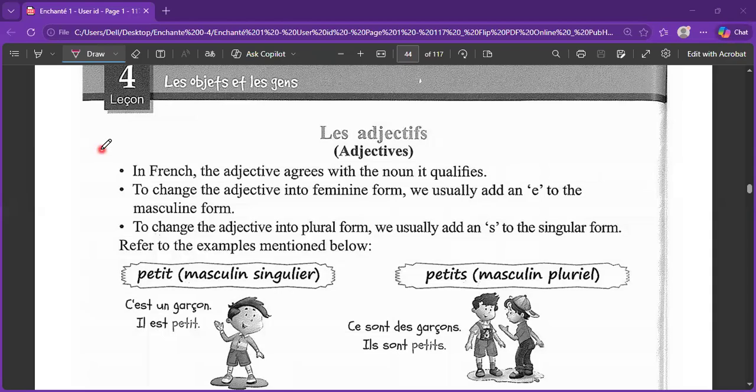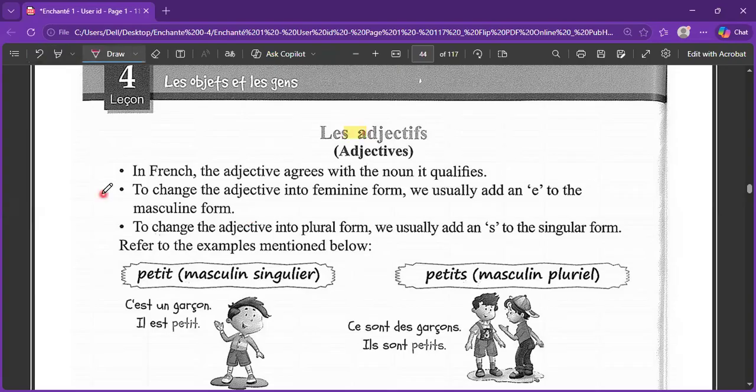So yesterday we left at the nouns. We learned how to make them plurals and we learned some indefinite articles. That was un, une, and des. Today we are about to start with les adjectifs. Again, there is a liaison. Les adjectifs. They are the adjectives basically.